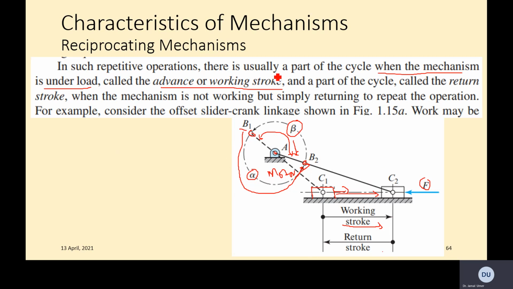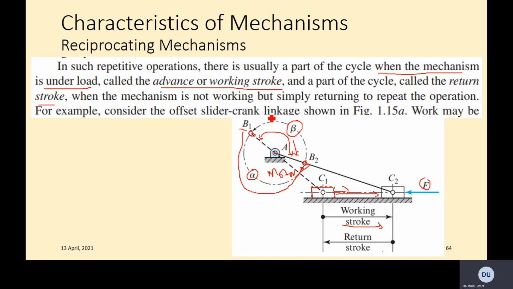In such repetitive operation, there is usually a part of the cycle when the machine is under load, which is called the advance or working stroke. So this is called a working stroke, moving from C1 to C2. And a part of the cycle is called the return stroke. The return stroke, from C2 to C1, is when the mechanism is not working, but simply returning to repeat the operation. Repeating the operation means our useful work is from C1 to C2, and the component has to return from C2 to C1. This is a return stroke, but it's not doing any work, but it has to return so that it can do the next cycle.